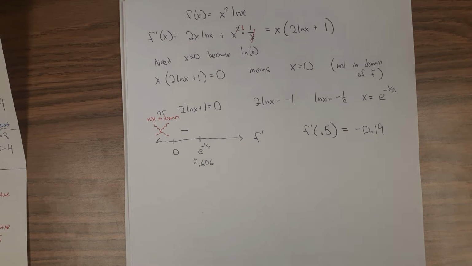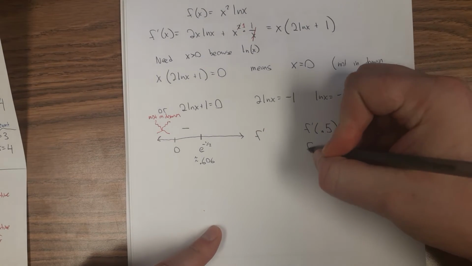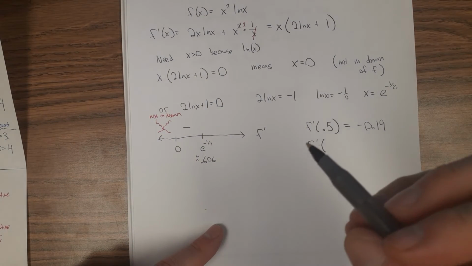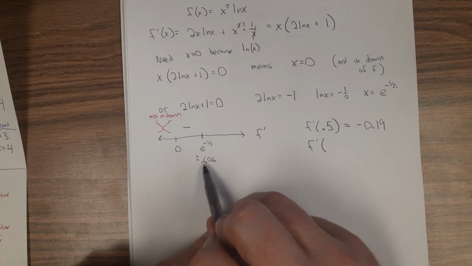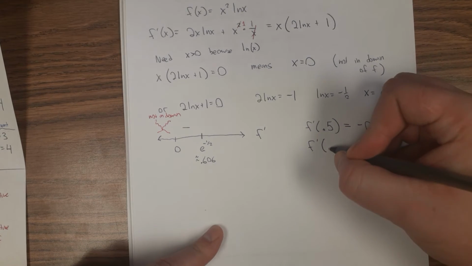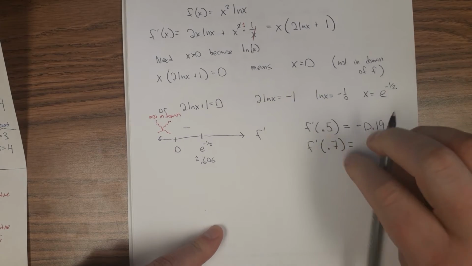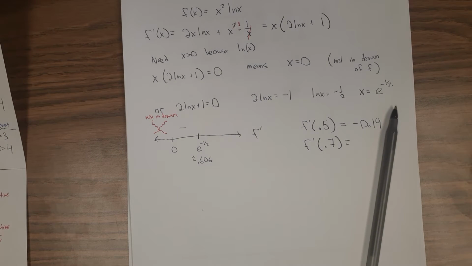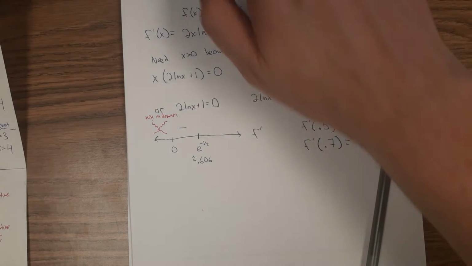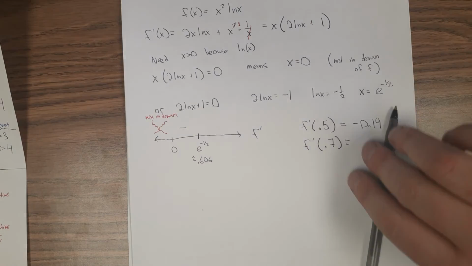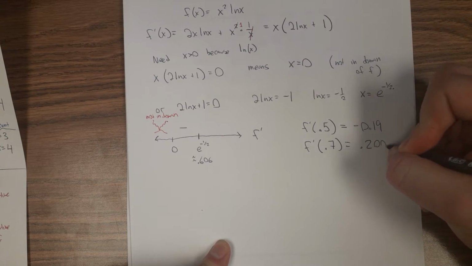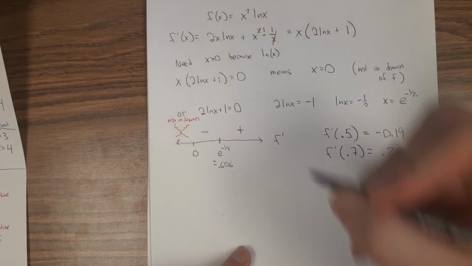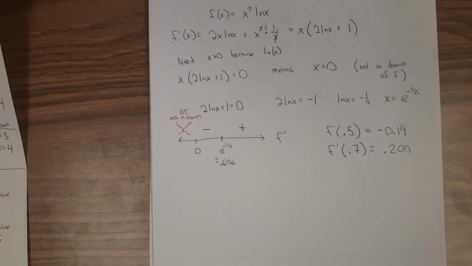To test this interval, I'll plug in something bigger, like say 0.7, and this is the same story. Let me just click here. So I get 0.2 something. All I care about is that it's positive. So there we go.